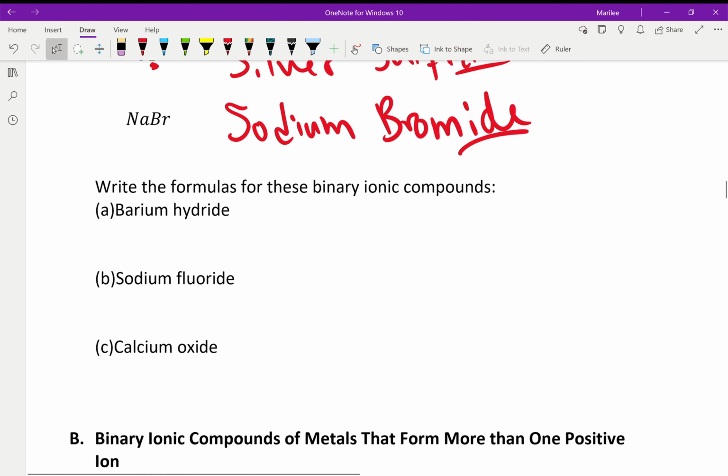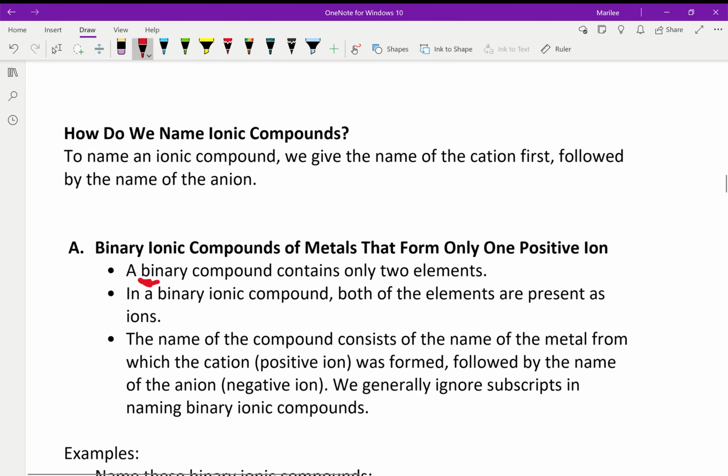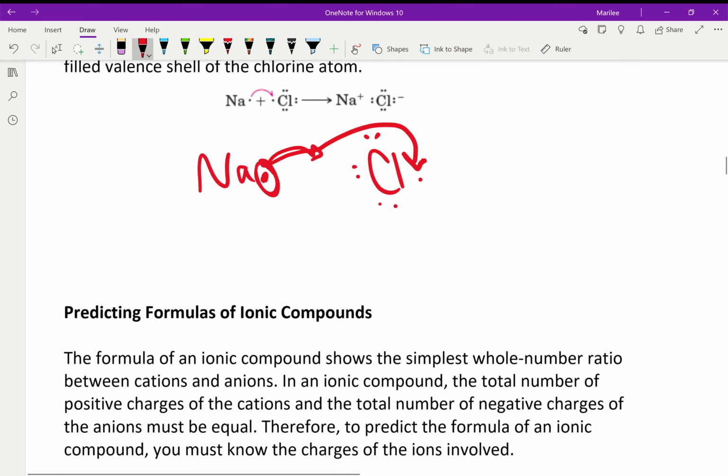Next is vice versa. Write the formulas of these binary ionic compounds. So we have barium hydride. How do we write that? So barium is Ba and hydride is hydrogen, right? So let's check here on the periodic table.